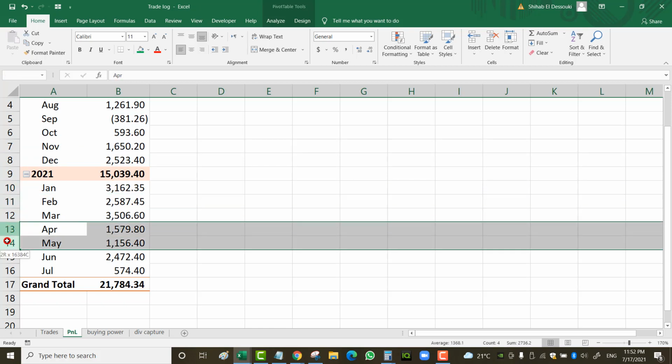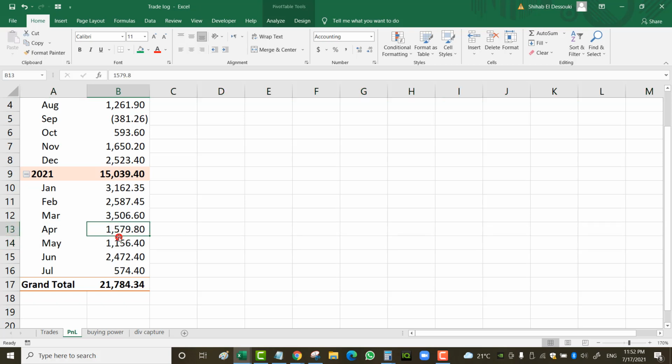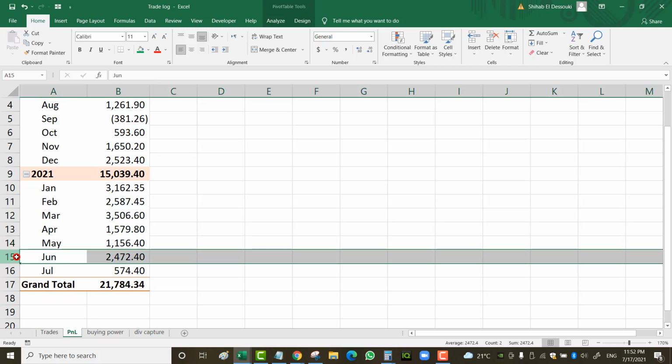And then April and May, we had the tech sell-off, so I couldn't close enough trades for profits. I actually had to roll a lot of trades to save them, but still managed to close a bit of profit here, 1,500 in April, 1,100 in May. But then June, I had a good month of 2,400.